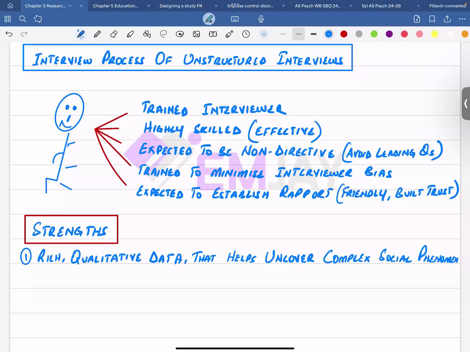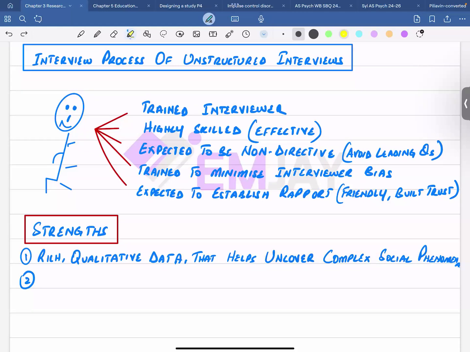Now, it could be any taboo, any topic that people in a particular community or society usually avoid. The very flexible, very friendly, very informal nature of an unstructured interview allows a researcher to gather data that might help uncover something that might not have been uncovered or studied before. There's always a possibility.